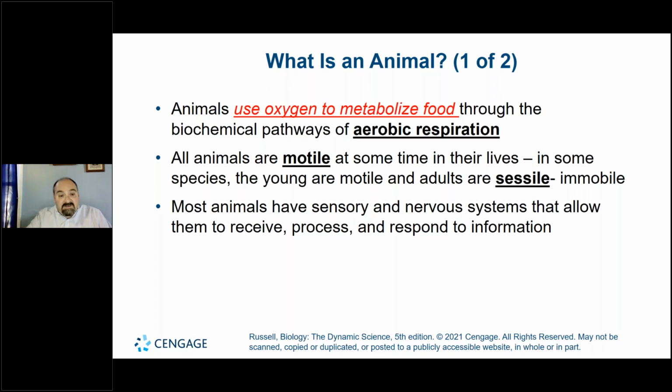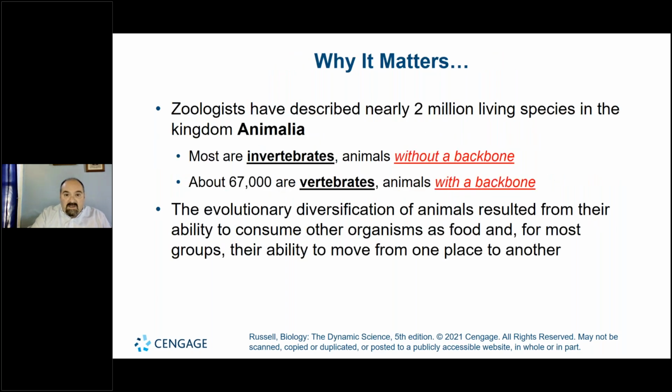So in some species, the young are motile, so they have movement, and adults are sessile, so they are immobile. That needs to be kept in mind regarding the diversity present within the kingdom Animalia. Again, 2 million living species present within invertebrates and vertebrates.